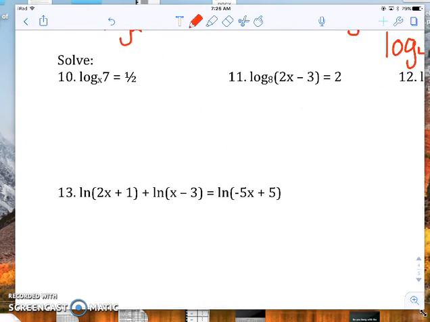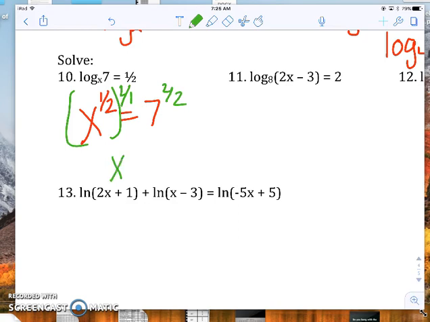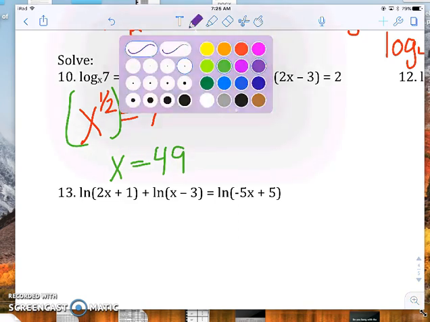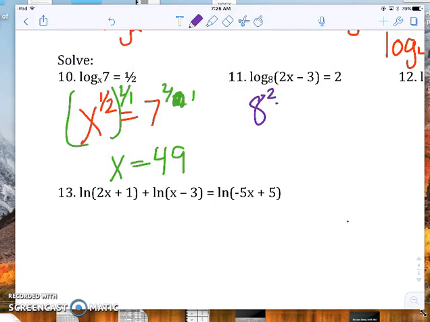So we're asked to solve these without a calculator. So let's rewrite it. X to the half equals 7. Well, then we could say, okay, raise each side to the 2 over 1. So x equals 49.